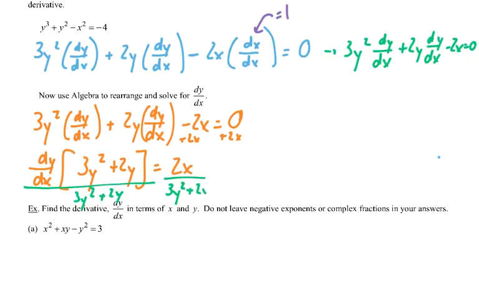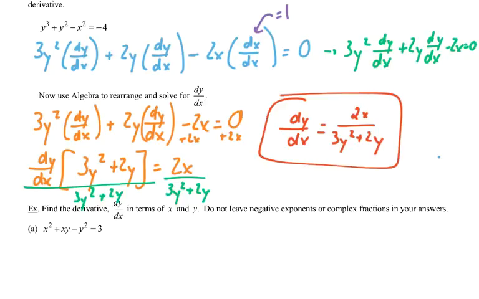You do not have to show me every single itty-bitty step, but I do need to be able to see your process. So then I would just rewrite, just to clean things up a little bit, dy dx is equal to 2x over 3y squared plus 2y. And so yeah, it's a little bit messy, but ultimately what this represents is that this equation will give me the slope of any point on this particular function. On this relationship, I can use this to find the slope at any xy point. And that's what we're trying to find.